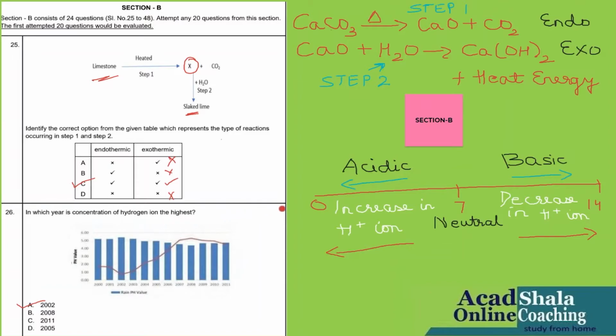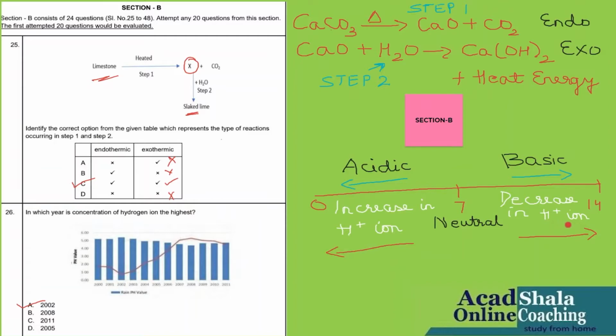If I see the pH scale shown on the board, I have a range of pH values from 0 to 14. From 0 to 7 it is said to be acidic, from 7 to 14 it is said to be basic, and 7 itself is neutral. Below 7, it is acidic, which means there is an increase in hydrogen ion concentration. After 7, it is basic, which means there is a decrease in hydrogen ion concentration.